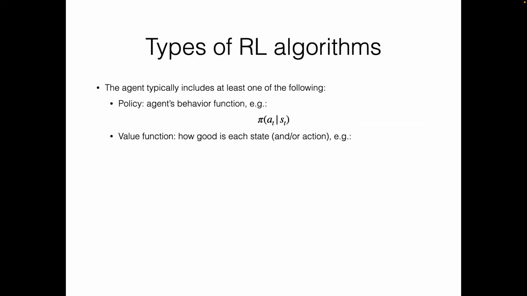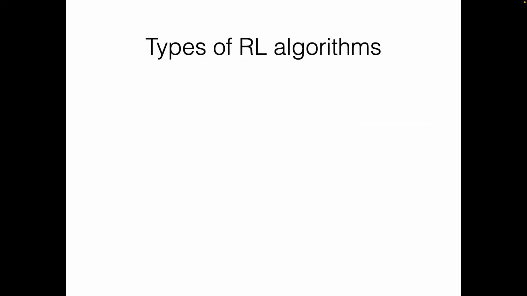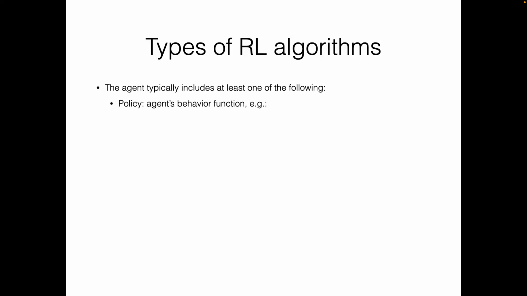Okay, and then just one more thing to know about. I'll pause it a bit because this will be the end of this section. But today we'll focus on one type of reinforcement learning algorithm. And here I wanted to just give you a broad picture of the idea that there are other kinds of algorithms. So typically your agent will include at least one of the following.